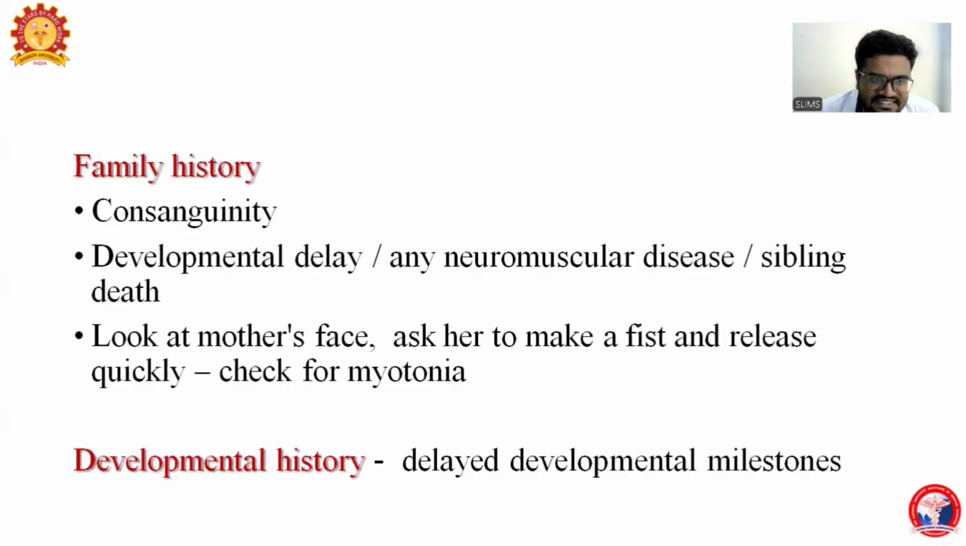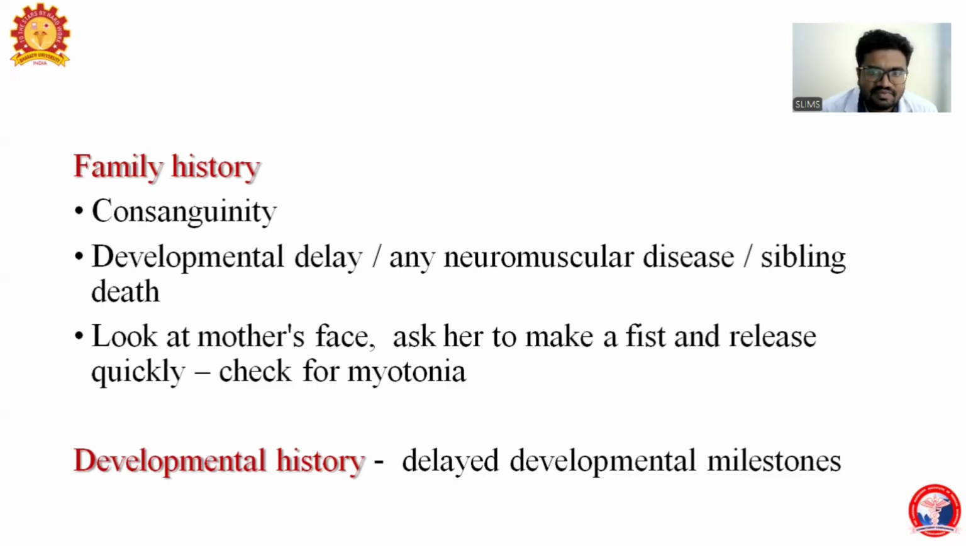Family history, like history of consanguinity, is very important, because whenever there is history of consanguinity, autosomal recessive disorders like metabolic myopathies or inborn errors of metabolism can be considered. History of developmental delay or any neuromuscular disorder or any sibling death, which has been discussed in the previous slide. Whenever there is a history of developmental delay in any of the family members, we should always consider the congenital cause and always look at the mother's face.